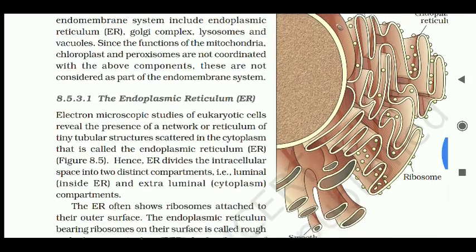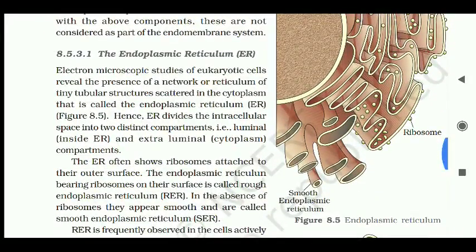8.5.3.1 The endoplasmic reticulum. Electron microscope studies of eukaryotic cells reveal the presence of a network or a reticulum of tiny tubular structures scattered in the cytoplasm, that is called the endoplasmic reticulum. Figure 8.5. Hence, the endoplasmic reticulum divides the intracellular space into two distinct compartments, that is luminal, inside the ER, and extraluminal, that is cytoplasmic compartments. The ER often shows ribosomes attached to their outer surface.